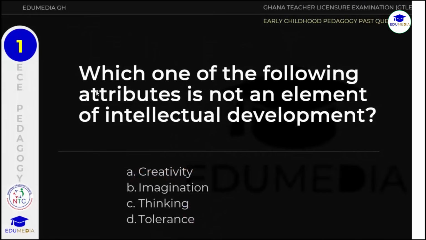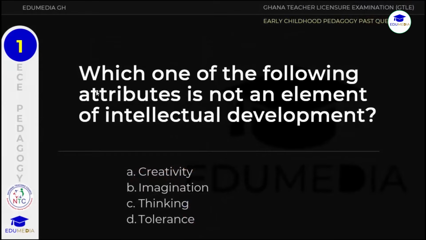Question number 1. Which one of the following attributes is not an element of intellectual development? Option A, creativity, imagination, thinking, and tolerance. The correct answer here is D, tolerance.